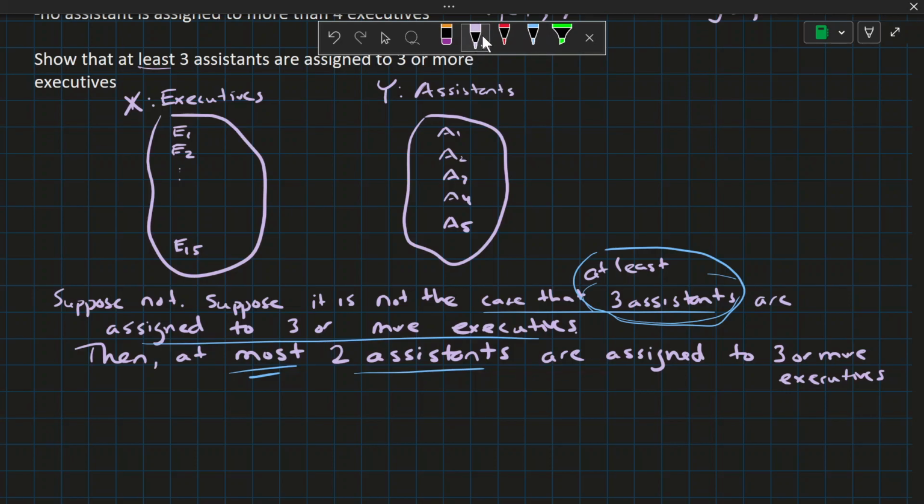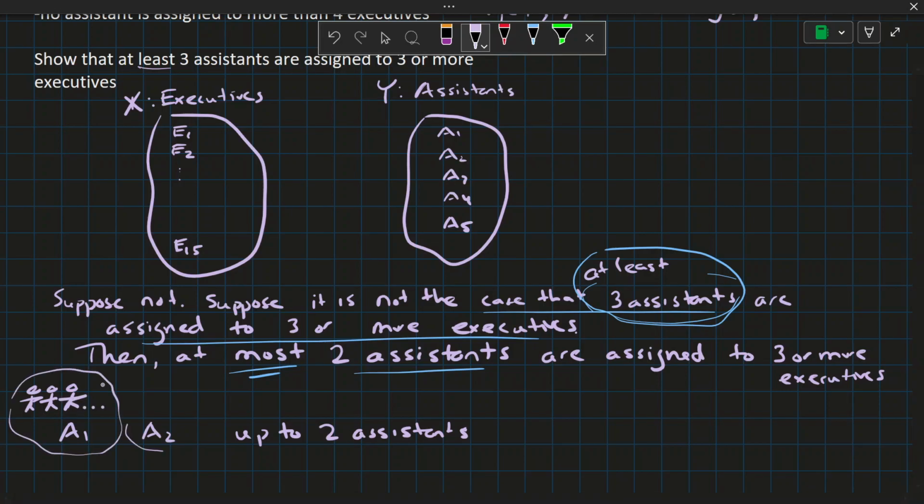Alright, so here's a little visual of what that means. We have assistant 1 and assistant 2. We know that at most 2, so maybe 0, 1, or 2 assistants, could have 3 or more executives assigned to them. So I'll put these little stick figures here. It could have 3 here or more, and also 3 here or more.